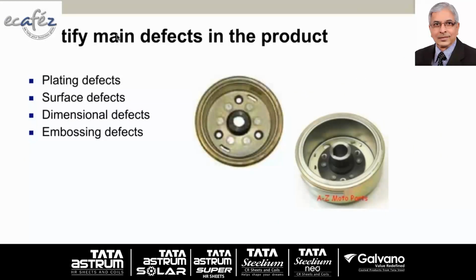Then identify the main defects in the product. These 4 kinds of main defects were identified. First is electroplating defects, which impact surface quality. Surface defects like scratches, scales, or unevenness were impacting the electroplating quality also. Then dimensional defects, the tolerance part of the component, and embossing defects. A lot of embossing is done. If it is misaligned, it will create problems in quality.